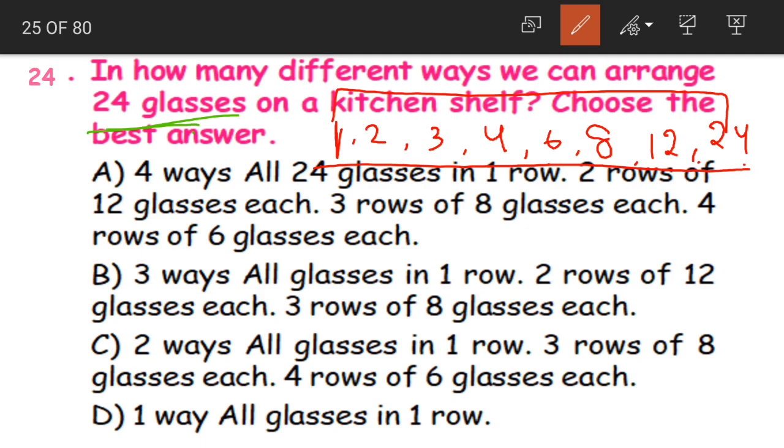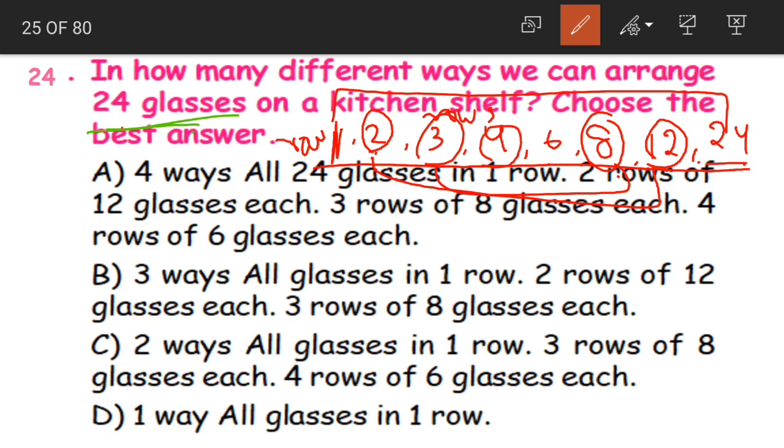So all the 24 glasses can be arranged in one row, or 2 twelves are 24, it can be arranged in 2 rows and each row will have 12 glasses. Next, 3 eights are 24, or we can arrange in 3 rows and each row will have 8 glasses, or we can arrange them in 4 rows and each row will have 6 glasses. Understood, children? This is how our question is related to factors and multiples.